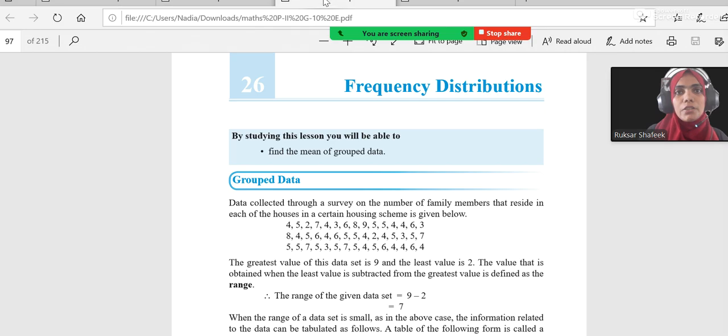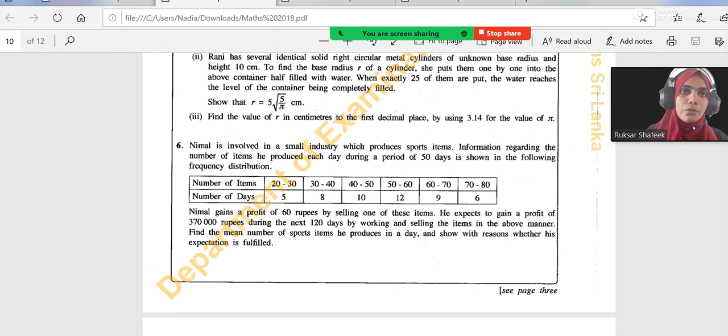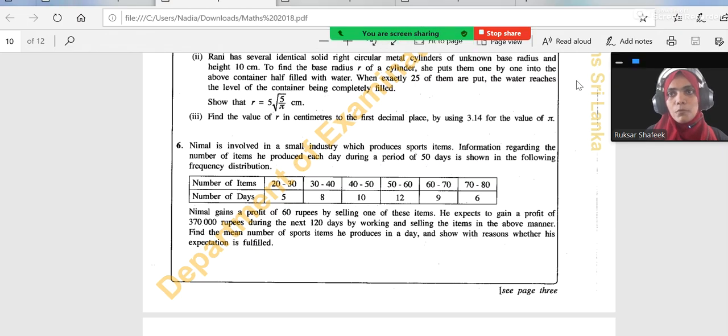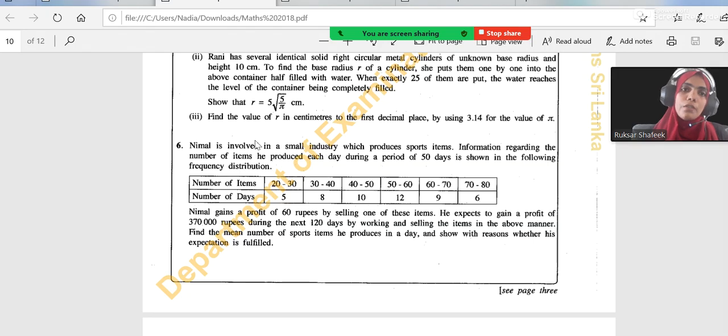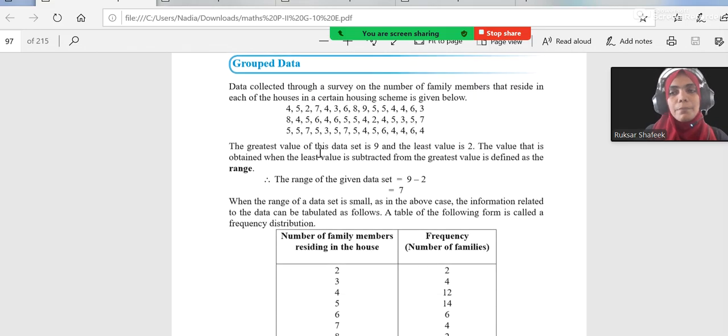If you look at the 2023 O-level, question number 6 is about finding the mean. If you take the 2018 paper, question number 6 is also finding the mean. The 2015 paper also has the same question. In this video, which is the 26th lesson in the grade 10 textbook, I'm going to show you step by step how to find the mean.